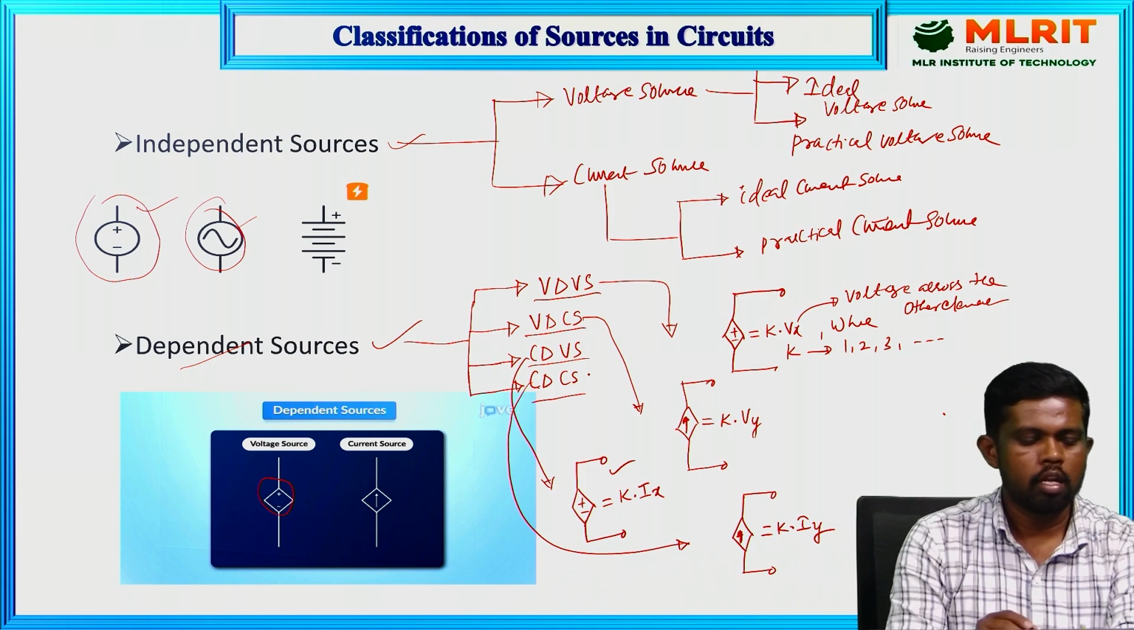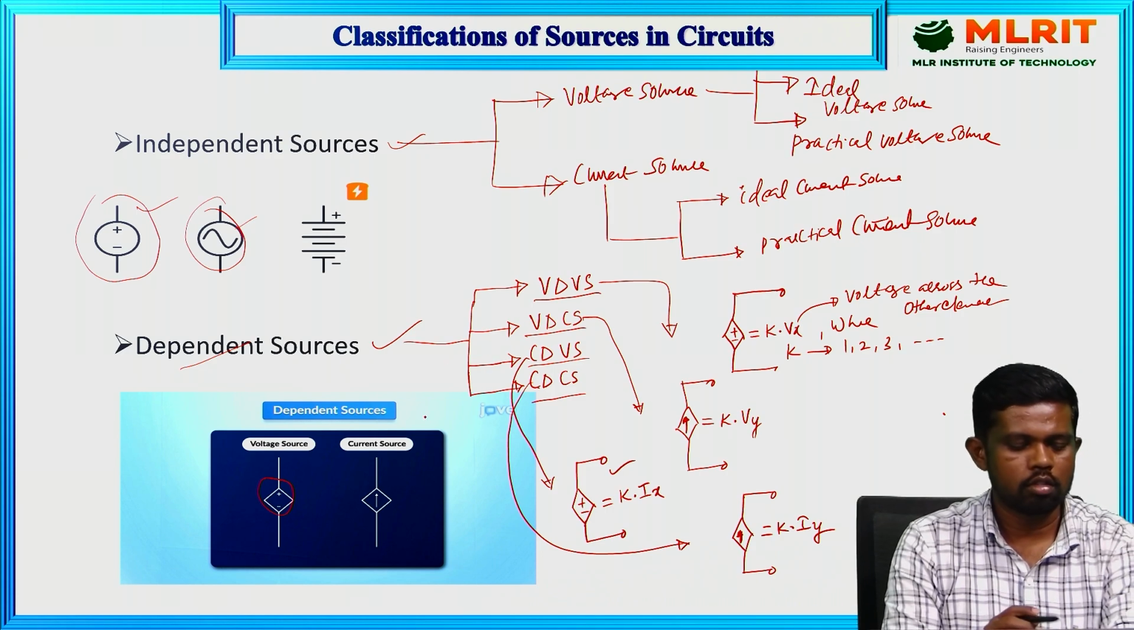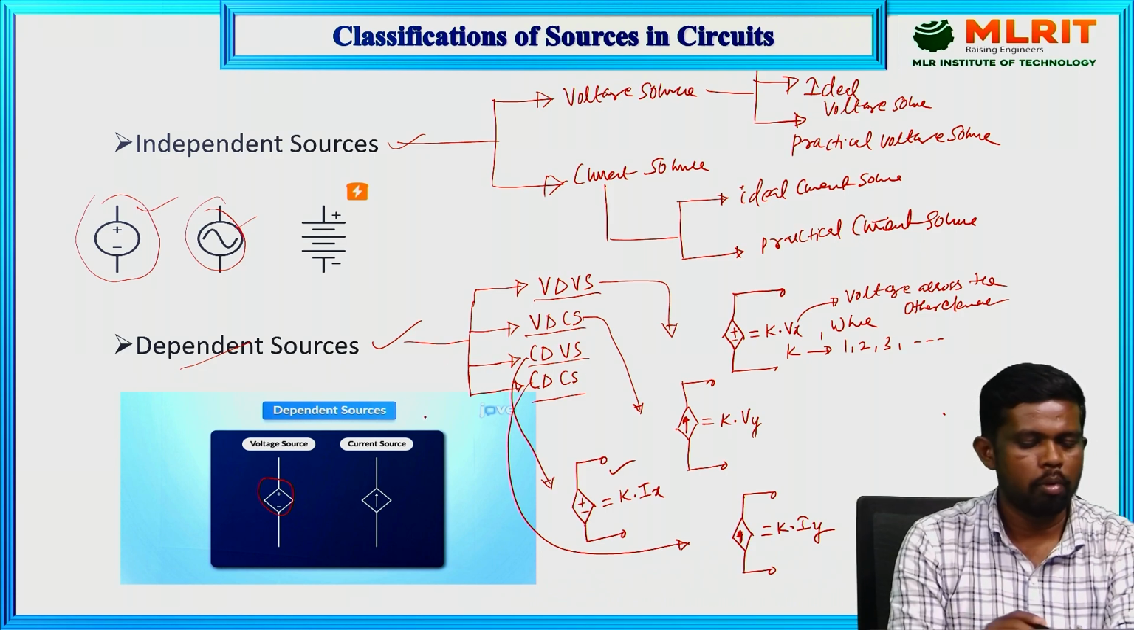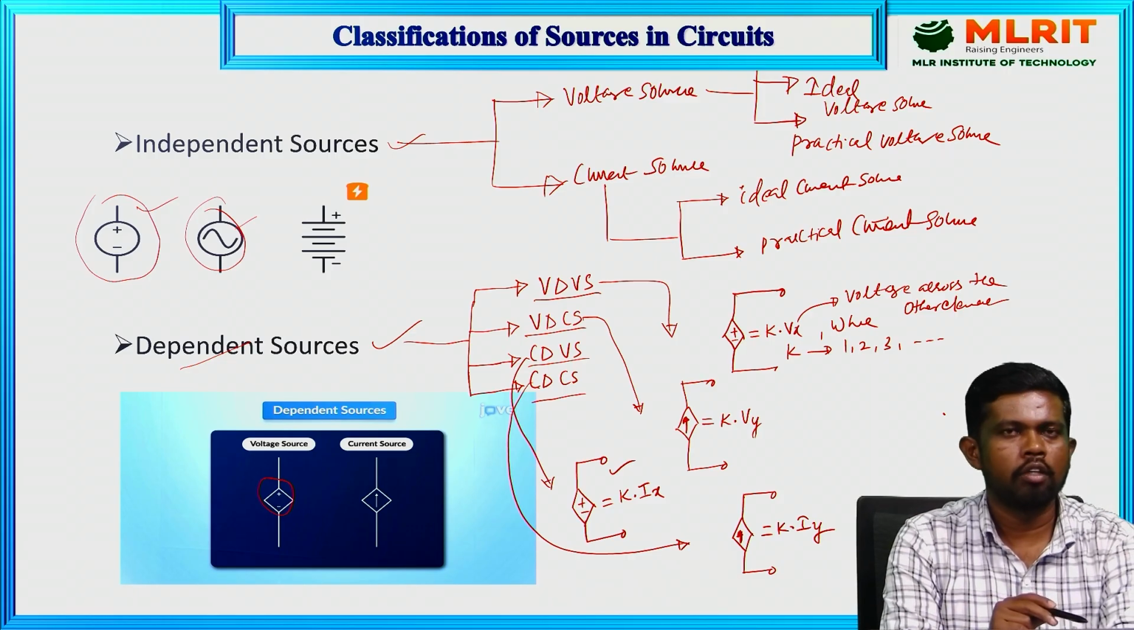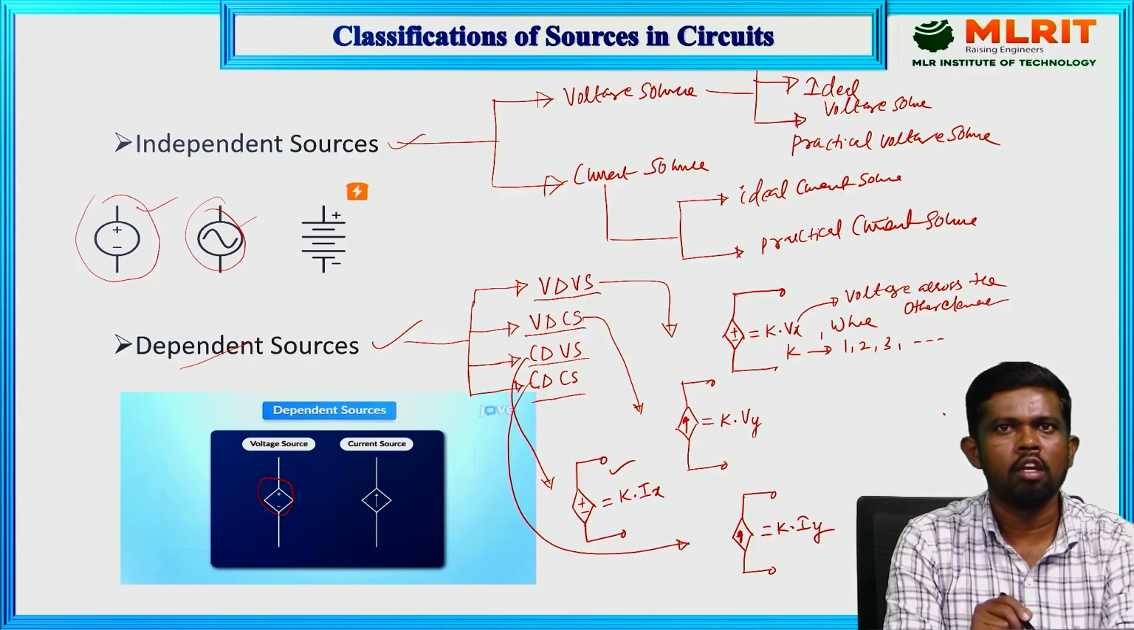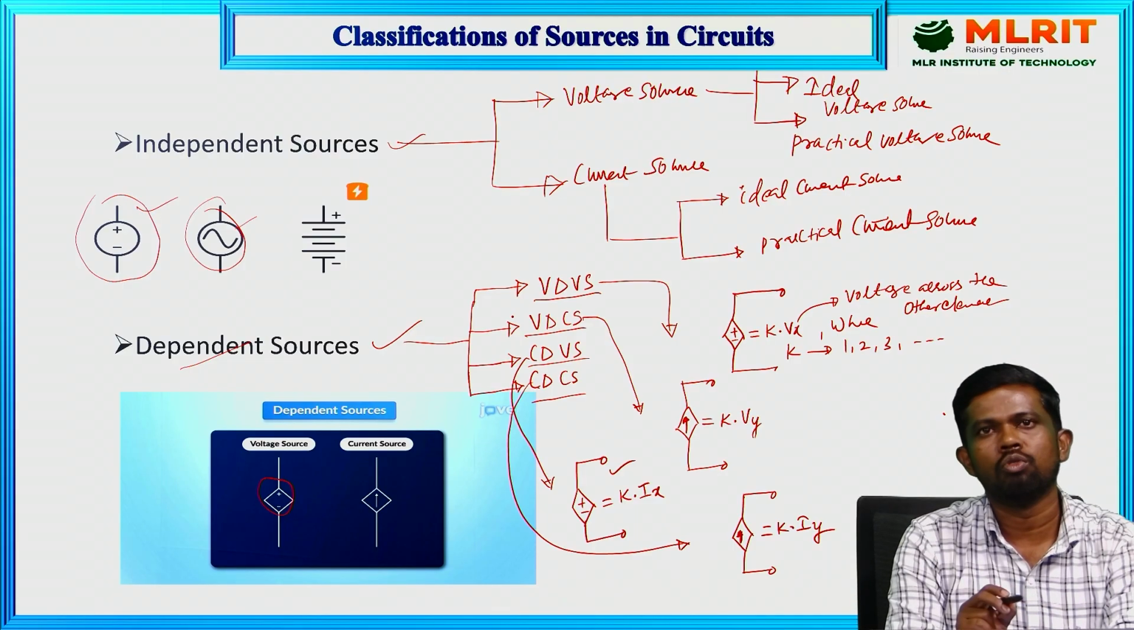So there are these 4 classifications in the dependent sources: voltage dependent voltage source, voltage dependent current source, current dependent voltage source, and current dependent current source. Only independent sources exist in real life, but dependent sources are used in electrical circuits, so that we can analyze the circuit response in detail.